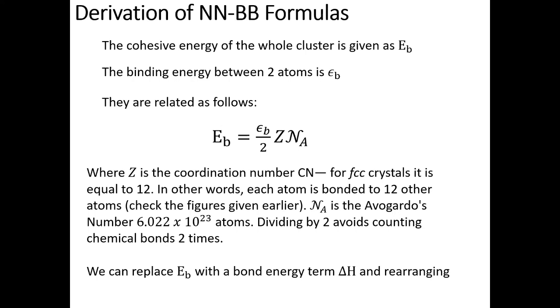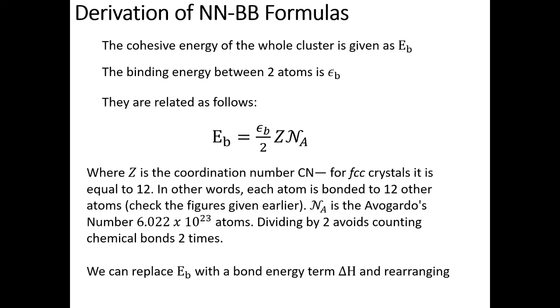Okay, cohesive energy we call E sub B. Then the binding energy between two atoms is epsilon B. That looks like an epsilon, but it's not. So they are related as follows. The cohesive energy, the total energy of the cluster, equals the bonding energy between atoms divided by 2. Why do we divide by 2? So we don't count each bond twice. Not each atom, each bond.